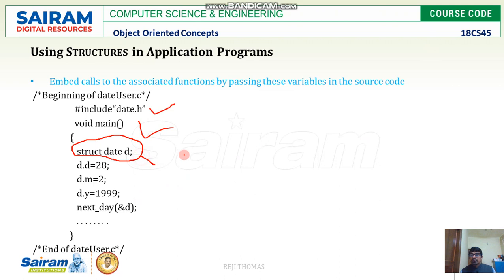I have successfully created a new data type. This is something like when you write int d. What is d? d is an integer variable. In the same way, this d is of type struct date. I have successfully created my own data type called struct date.